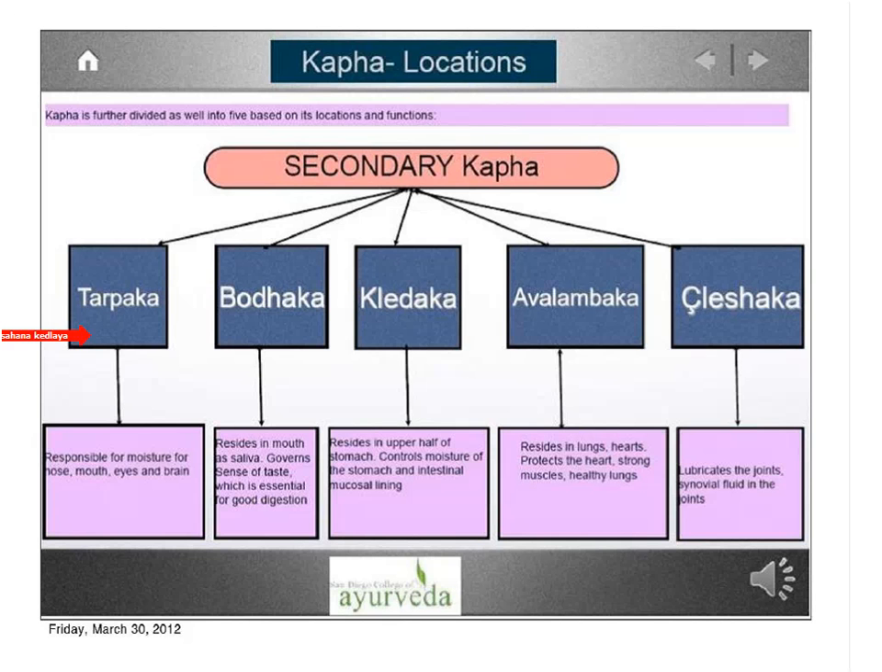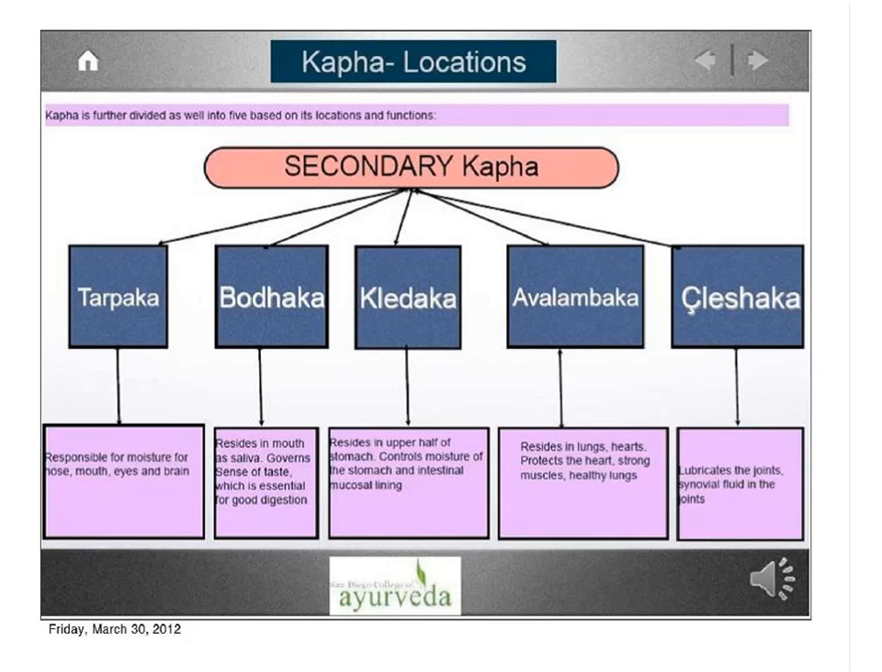This flowchart will briefly describe the sites and functions of each subtype of Kapha. Tarpaka Kapha mainly resides in the upper part of the body, in the head region, and it is responsible for the moisture of the nose, mouth, eyes and brain. The Bodhaka Kapha resides in the mouth region in the form of saliva. It governs the sense of taste and is essential for good digestion.